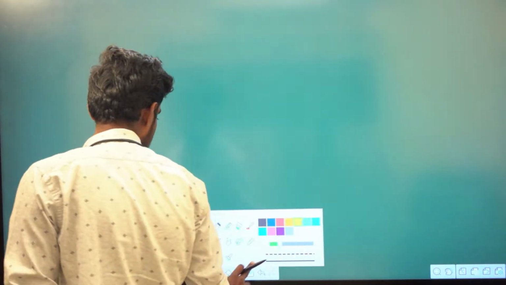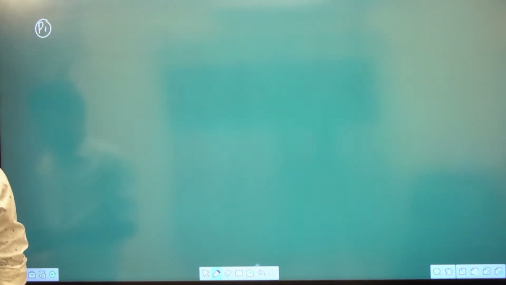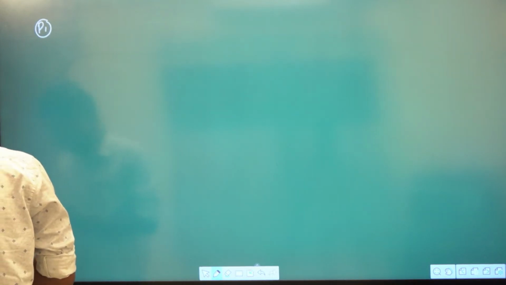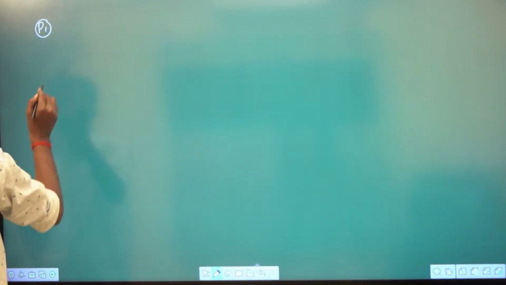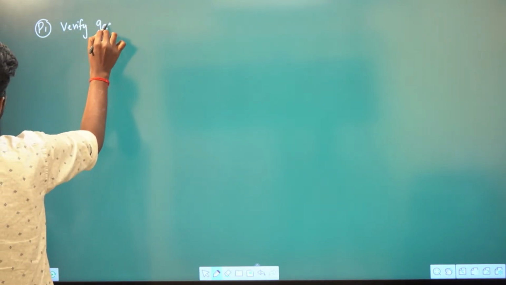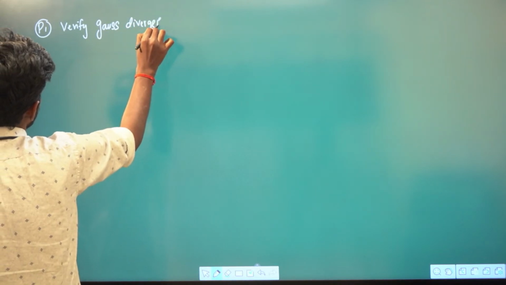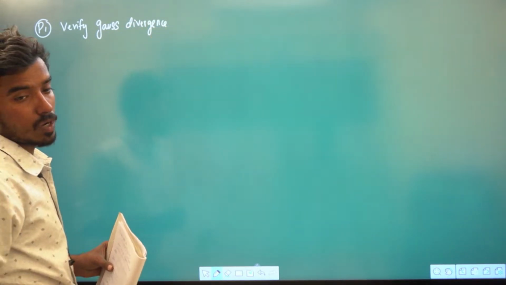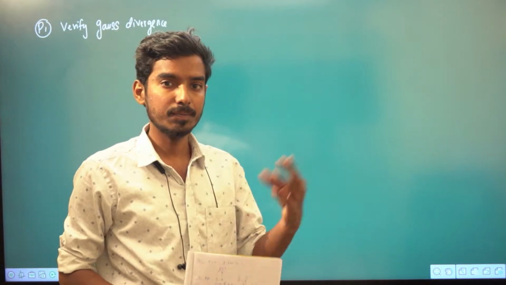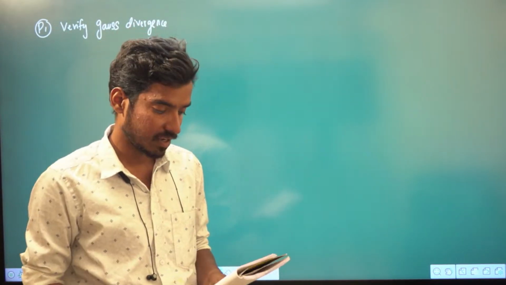So we'll do some problems straight away, right? Problem one. Verify the Gauss divergence theorem. You have already explained what is volume integral, what is surface integral in the previous classes, right? So don't think that I've simply changed the statement. I've already explained all those in the previous classes.